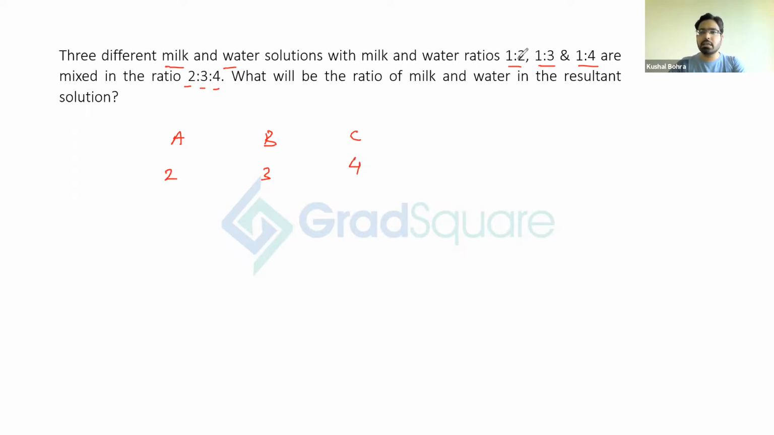1:2 is the ratio of milk to water. So what is the strength of milk? Now remember, I'm not taking the ratio, I'm taking strength. So 1/3 will be the strength of milk in the first solution, which is A. 1/4 will be the strength of milk in solution B, and 1/5 will be the strength of milk in solution C. Now they have been mixed in the ratio of 2:3:4. What is the ratio of milk and water in the resultant solution?